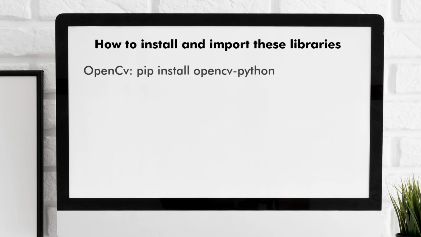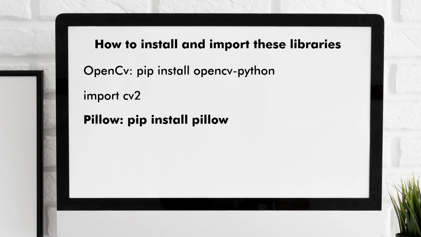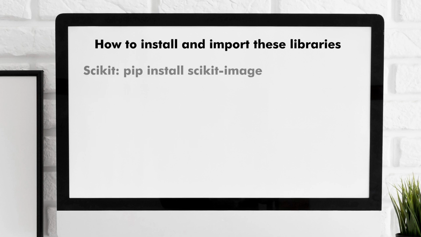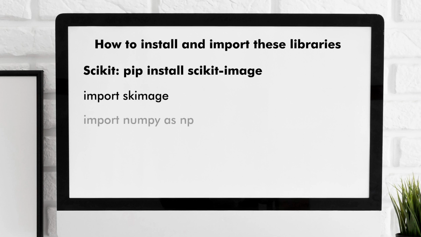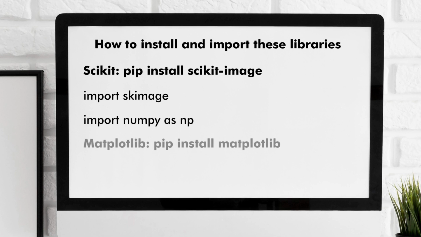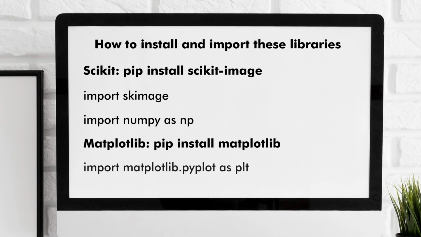First of all, for OpenCV, we need to install it by the pip install opencv-python command, and then import it with cv2. For Pillow, we have to install it with the pip install Pillow command, and import it by from PIL import Image. In Scikit, we have to install by pip install scikit-image and import by import skimage and import NumPy as np. For Matplotlib, we have to install like pip install matplotlib, and import like import matplotlib.pyplot as plt.